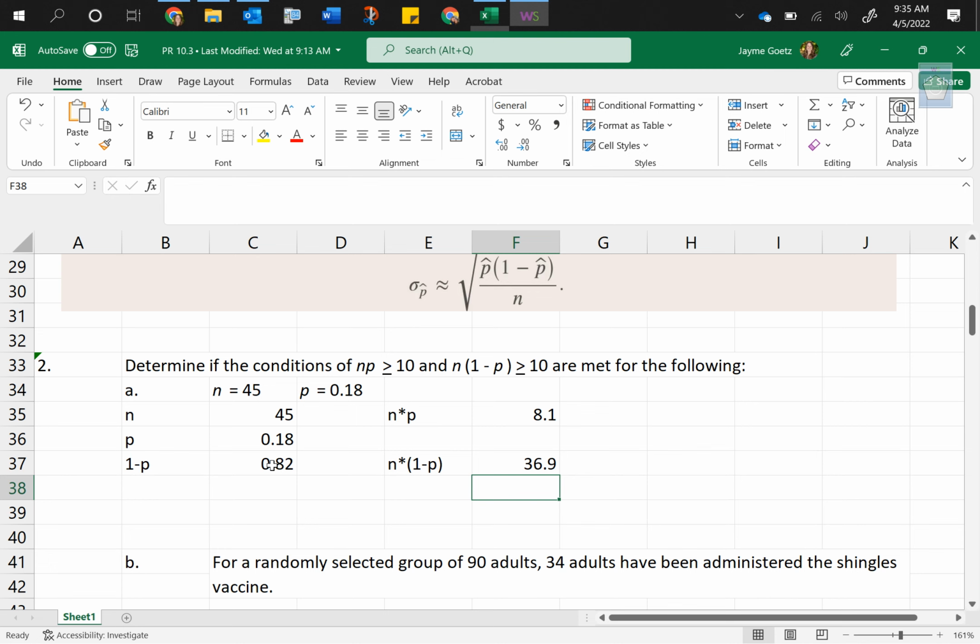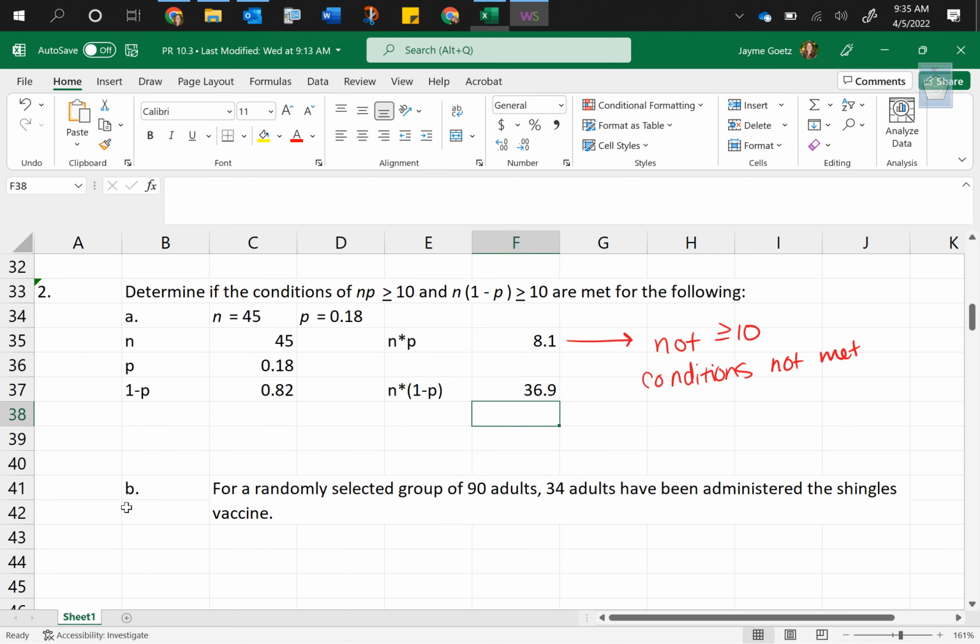Now, if I was given these parameters and they said determine a confidence interval for the population proportion, would I be able to? And the answer is no. This is not greater than or equal to 10, so the conditions are not met. Okay? I would not be able to do a confidence interval for this population proportion because the conditions are not met.